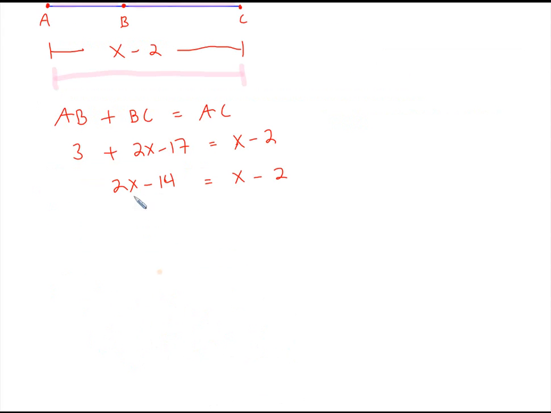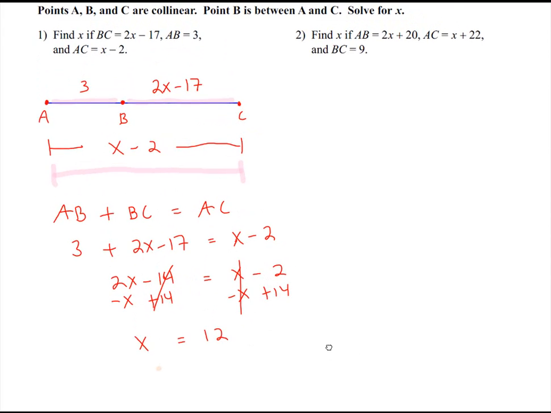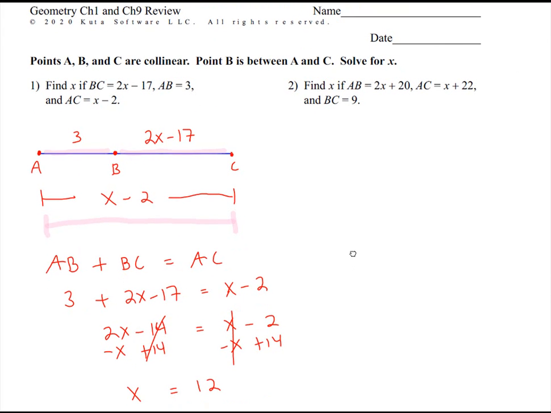Then we're going to add 14 to both sides. Then minus x from the right side. So the x's will cancel out on the right side. The 14s will cancel out on the left side. So we'll be left with x is equal to 12. Okay?